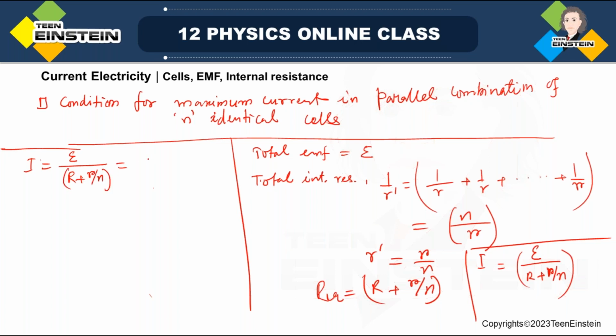Now I'll apply the condition directly here. The first condition is, if R is much greater than r, then I'll get the current like this. That means the current drawn from a single cell.